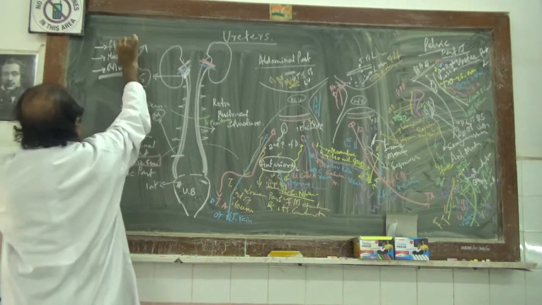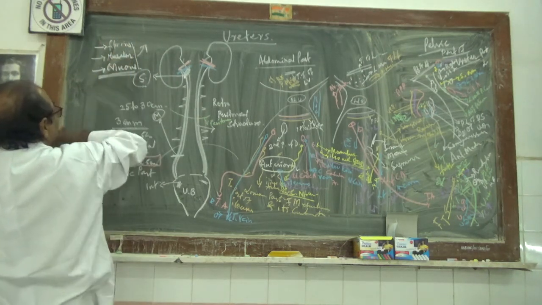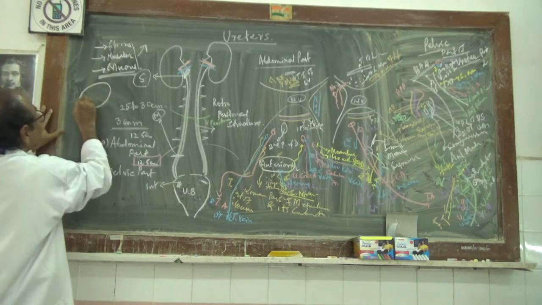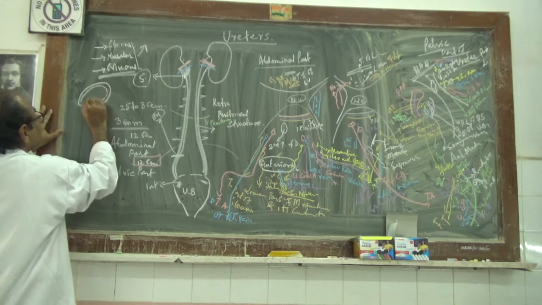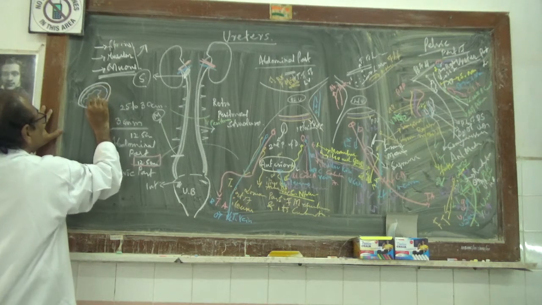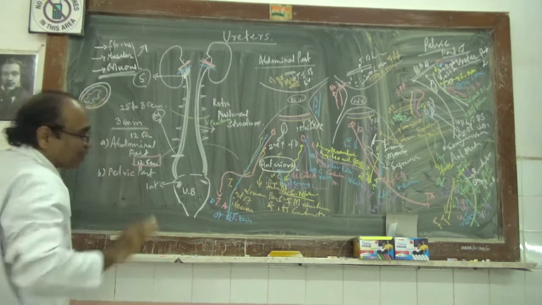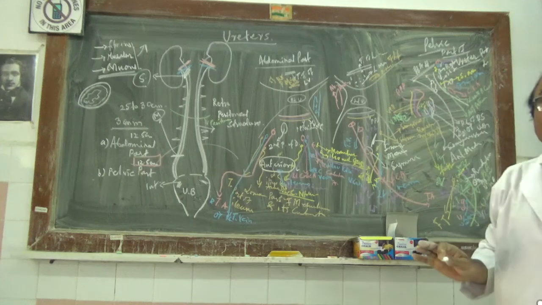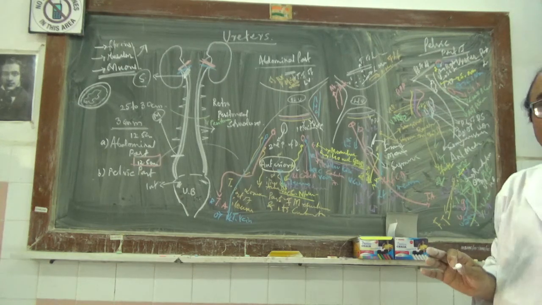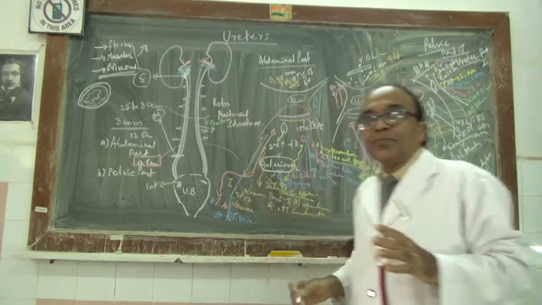Fibrous, it will be here and this one, and these are the muscular. They appear like this. This is the fibrous, this is the muscular, this is the mucosa. So these are the internal coats. Now after having had the internal structure, you have to go to the blood supply.